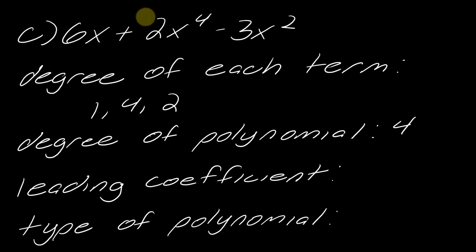And then if I look at this x to the 4th, so this is 2x to the 4th, so the leading coefficient would be 2. And then we have 3 terms, so this would be a trinomial.